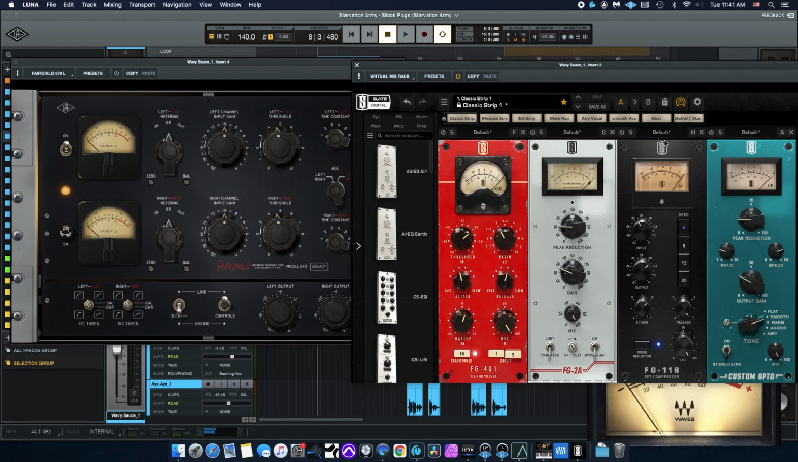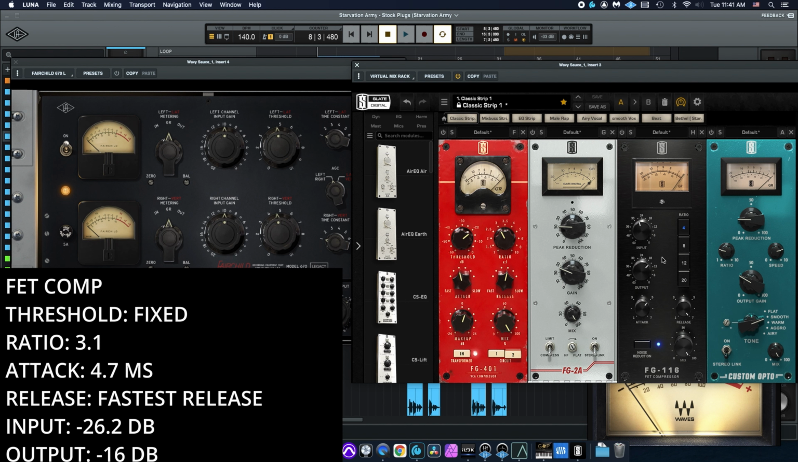And moving on to the FET compressor. In this case, this is the compressor with a fixed threshold, remember? So this time I had to bring up the signal, right? So I had to bring the signal up to about minus 26.2 decibels, where I had to bring the output down to about minus 16 decibels, right? And for the attack, I had it at about 4.7, and the release I had at super fast. Again, that's what was giving me the desired outcome that I was looking for with this specific signal. So that's what I ended up going with.